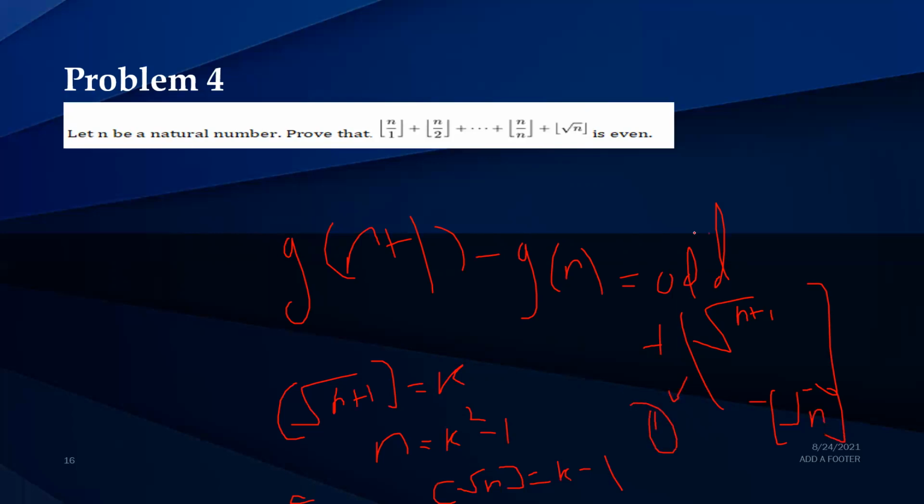So odd plus 1 is even, so in both the cases it is even. So this means that p of n plus 1 minus p of n is equal to 1, and g of n plus 1 minus g of n is equal to 1. And g of 1 you can calculate, it is equal to 2. So it is even.